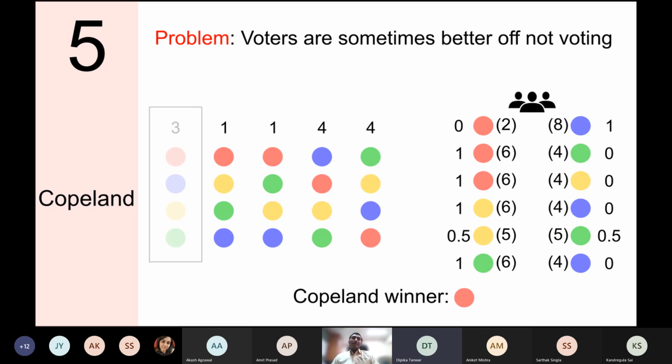And that's a downside, because you want a voting rule to bring people to vote, and if it doesn't, then that's a problematic situation. Any questions? Okay, so let's move on.